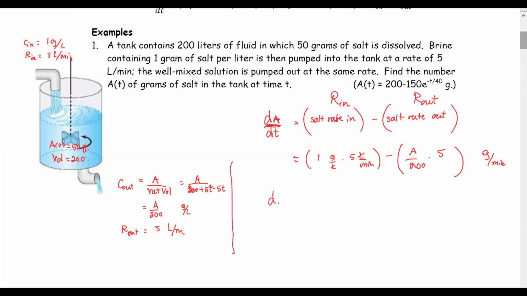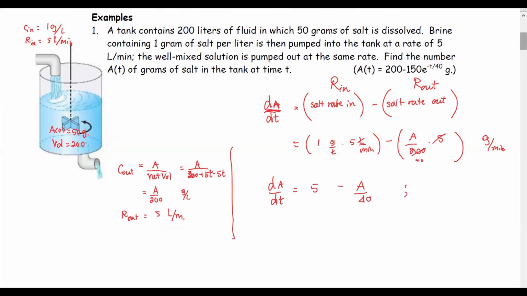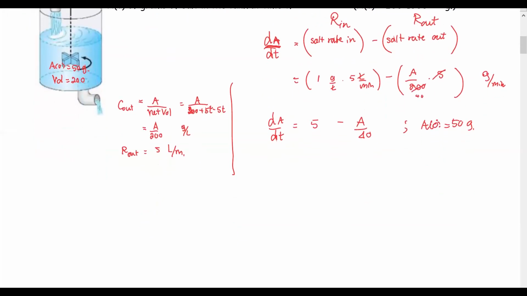Rewrite the differential equation as dA/dt equals 5 minus A divided by 40, from reducing 5 and 200 to 40, with the initial condition A(0) equals 50 grams. We can see this as a linear equation or a separable equation. Let's use the linear equation.